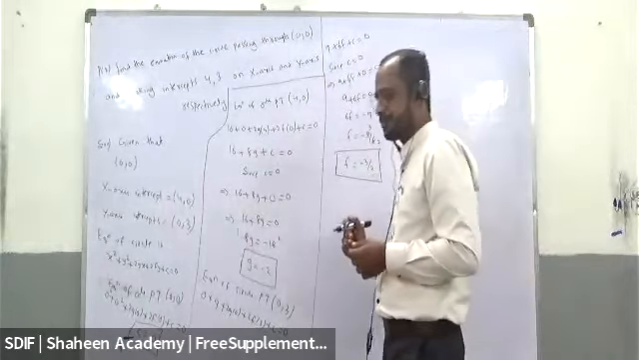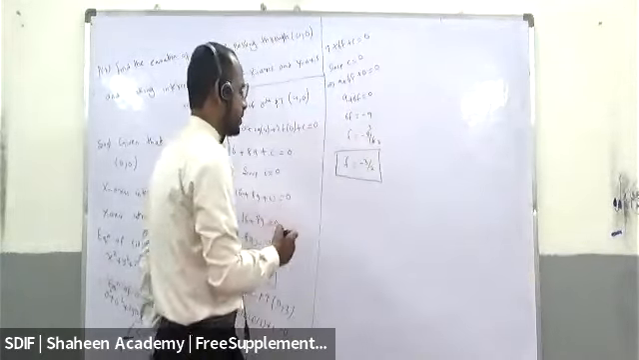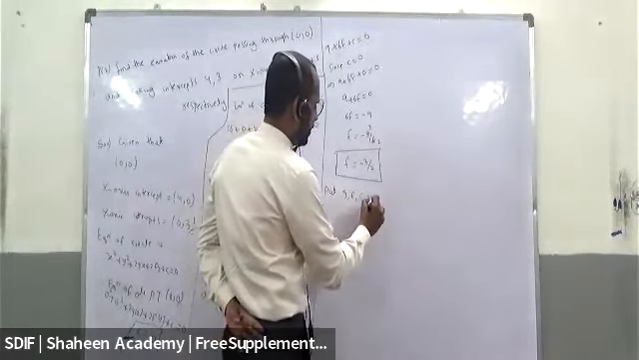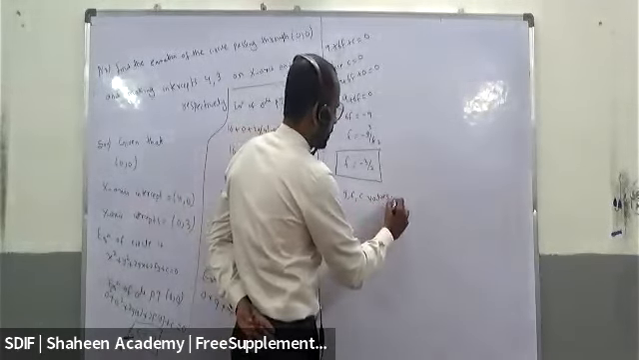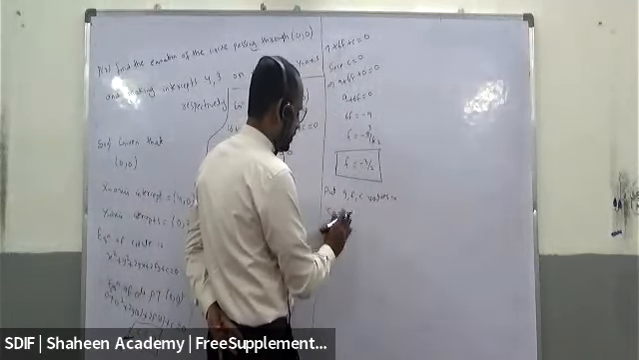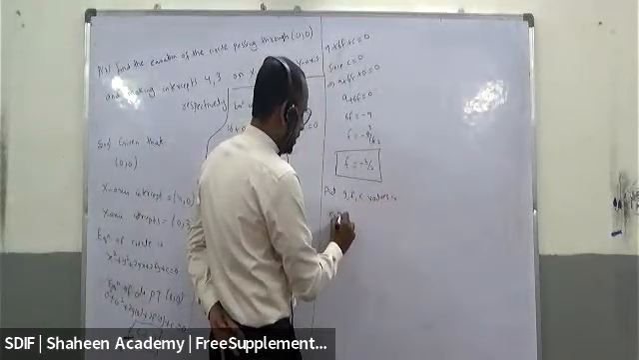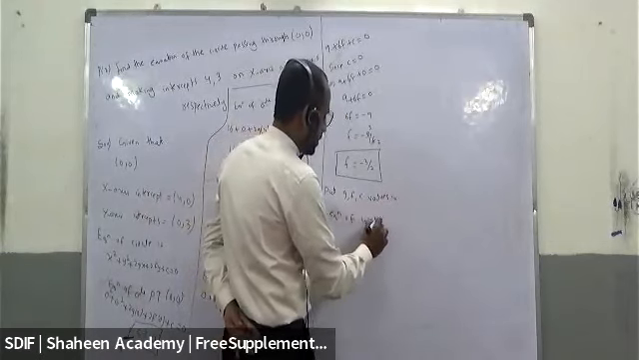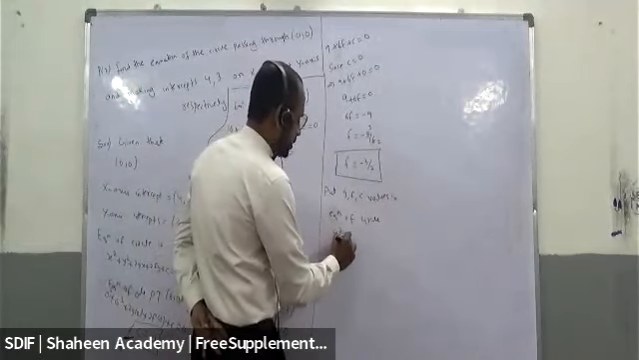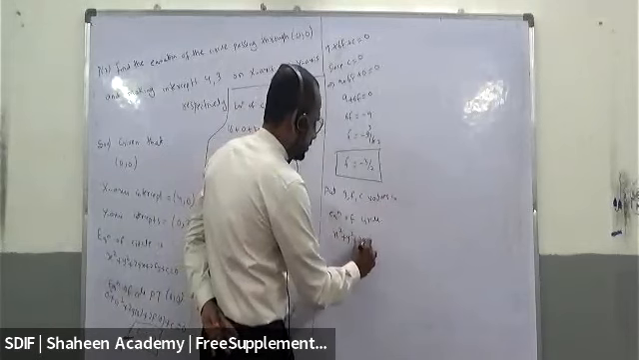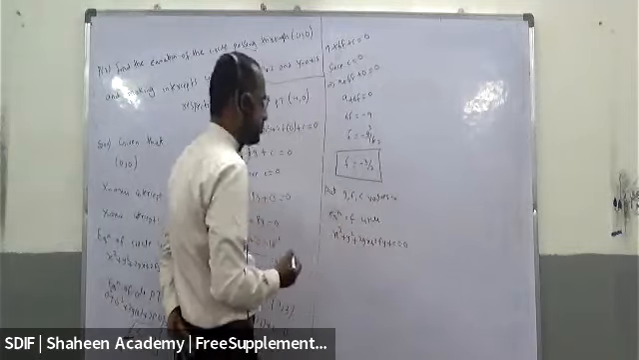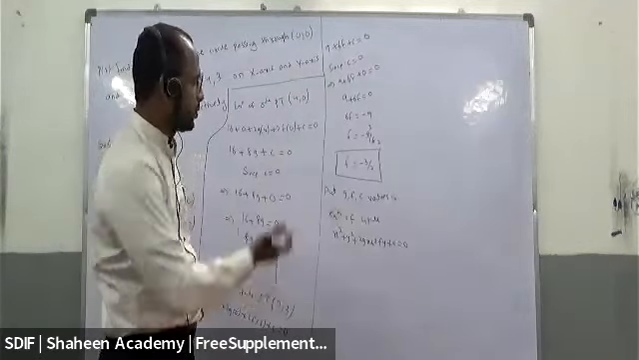So now, again, I have to write the equation of circle. Put the g, f, c values in the equation of circle. What is that equation of circle? x square plus y square plus 2gx plus 2fy plus c is equal to 0. So now substitute the values.